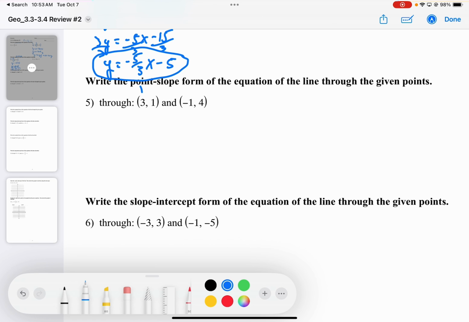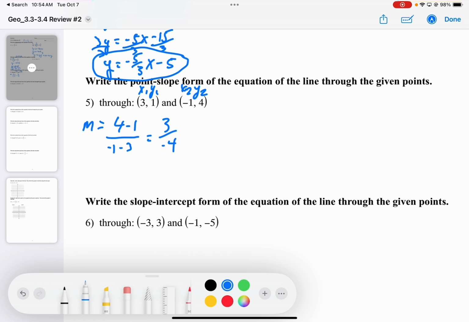So I got to do x1, y1, x2, y2. So m equals y2 minus y1, 4 minus 1, over x2 minus x1, which would be negative 1 minus 3. All right, 4 minus 1 gives me what? 3. And then my denominator is? Negative 4. Very good. So my slope is negative 3/4.